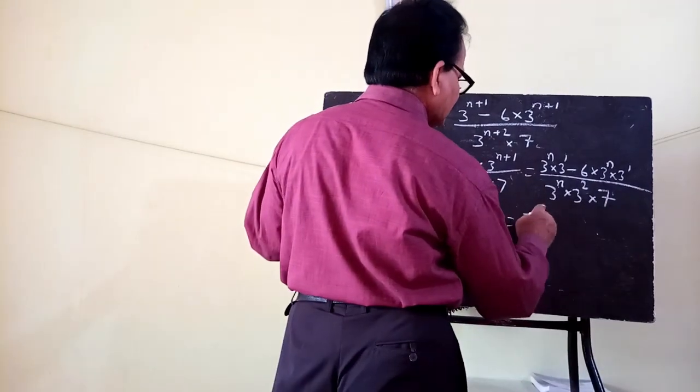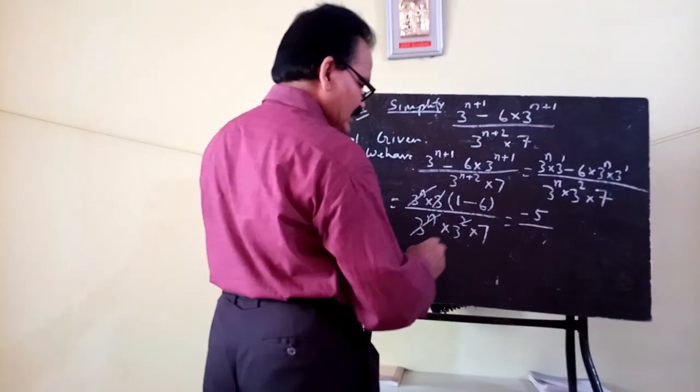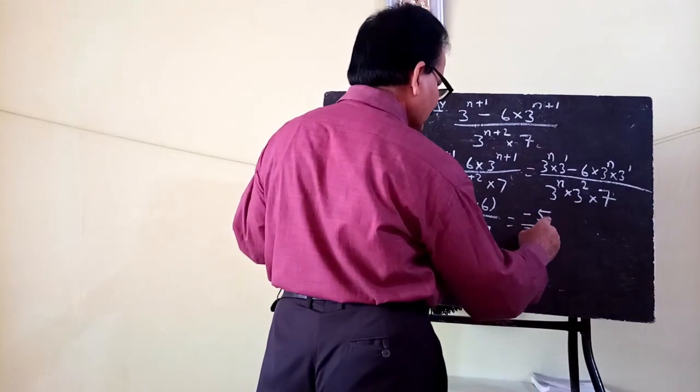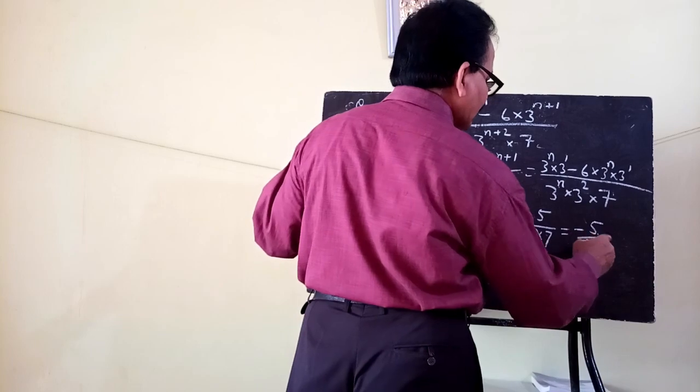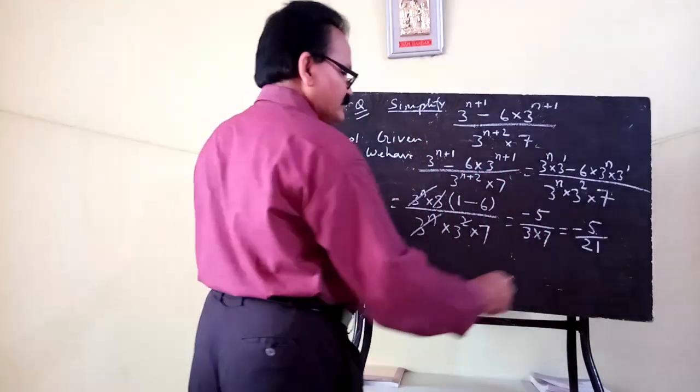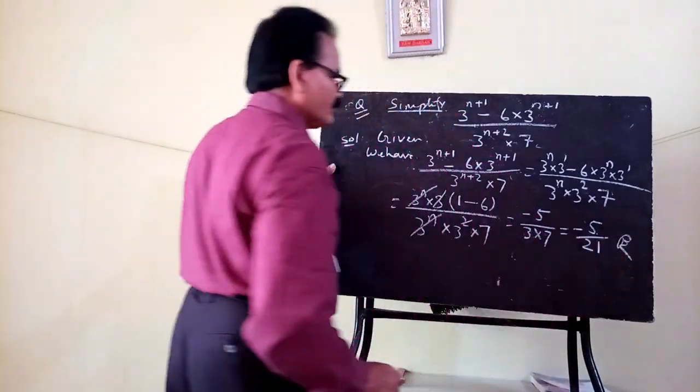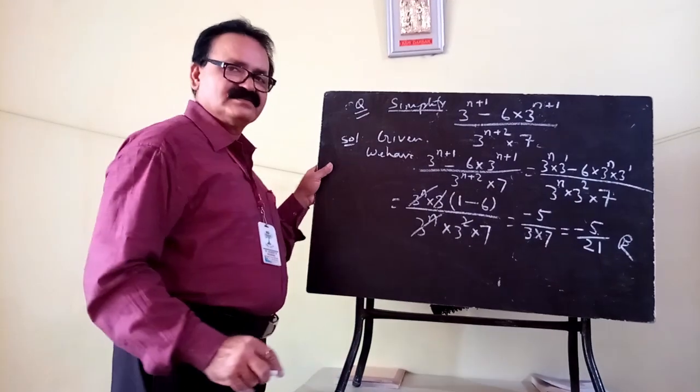After subtraction, this is minus 5. And in the denominator it is 3 into 7. So the final answer is minus 5 by 21. Okay? You have got it?